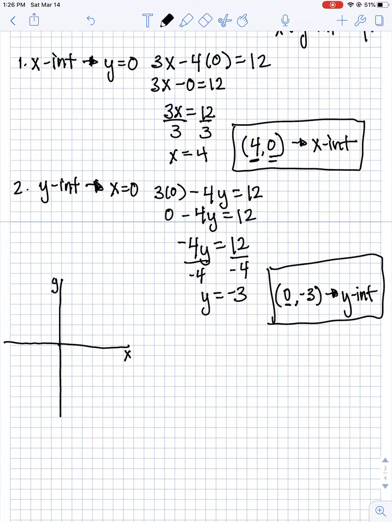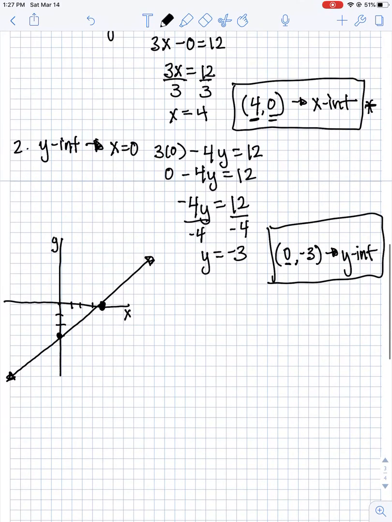Okay. And so let's plot these 2 points. 4, 0 means we go over 4. 1, 2, 3, 4. Up none. So that right there is my x-intercept. Like we said, it was right here, x-intercept. The y-intercept is 0, negative 3. So I go over 0. I go down 1, 2, 3. 0, negative 3. I connect these 2 ordered pairs. And guys, you have a line.